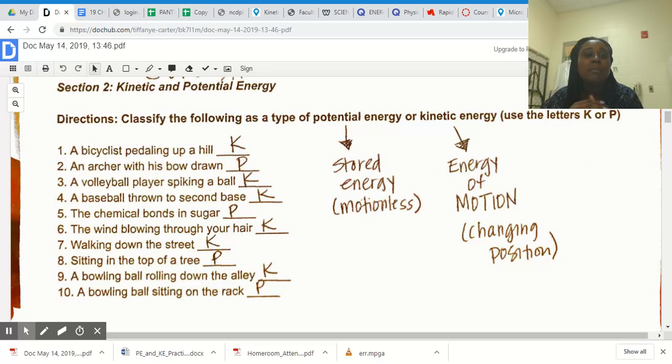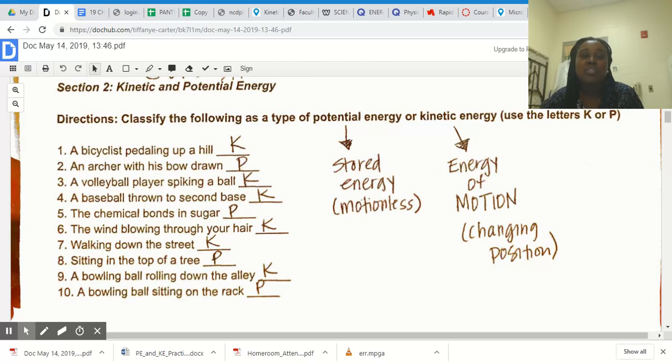Number 3, a volleyball player spiking a ball. So when you're spiking a ball, you're applying some force to a ball that is in motion. All right, so that one's going to be kinetic. Number 4, a baseball thrown to second base. So we did this one in class. When a ball is thrown, you're applying a force to it, and it is going to move some distance. So it's kinetic energy.